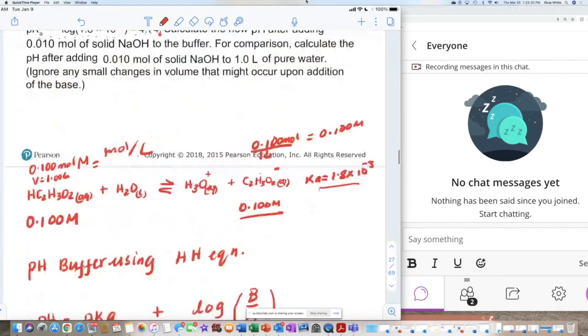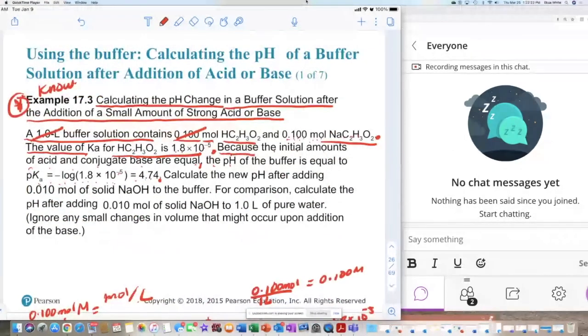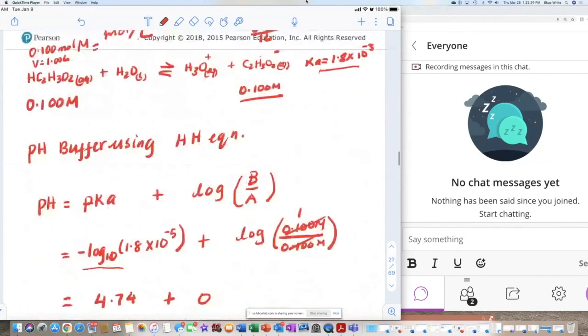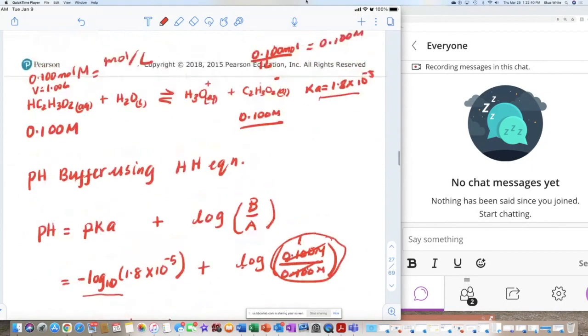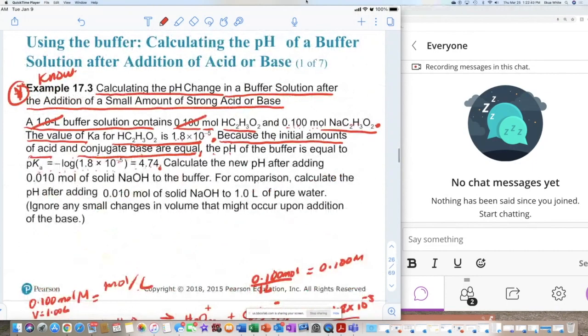So let me see what they were saying, because I think that's what they were trying to say. They were saying because the initial amounts of the acid and the conjugate base are equal, when you divide them, you end up with 1, and log of 1 is 0. The pH of the buffer is equal to pKa, like I just did, negative log of Ka, and that will give us 4.74. Okay, I just confirmed what they were saying.